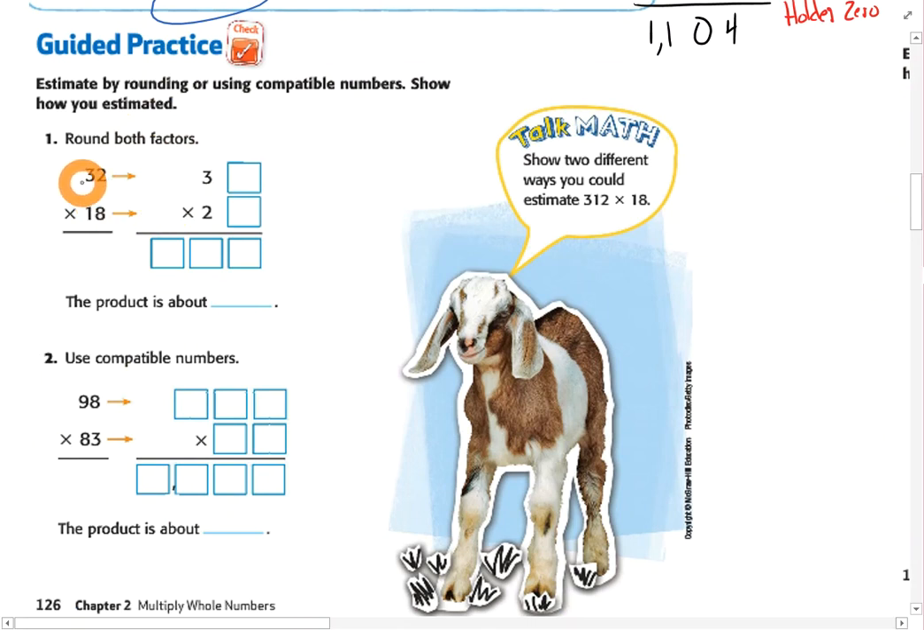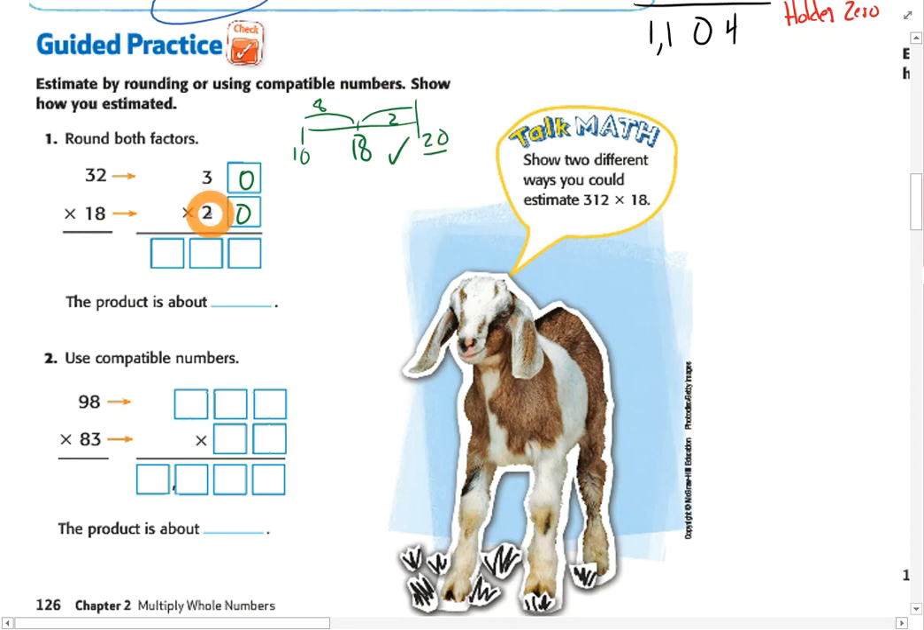So 32, we would change to 30. I want to make each number rounded off. So 32 is 30. 18, I'm going to round up to 20, because if I put 18 on a number line, and I put 20 above and 10 below, 18 is 2 steps from 20, but it's 8 steps from 10, so this is my better idea to pick 20.